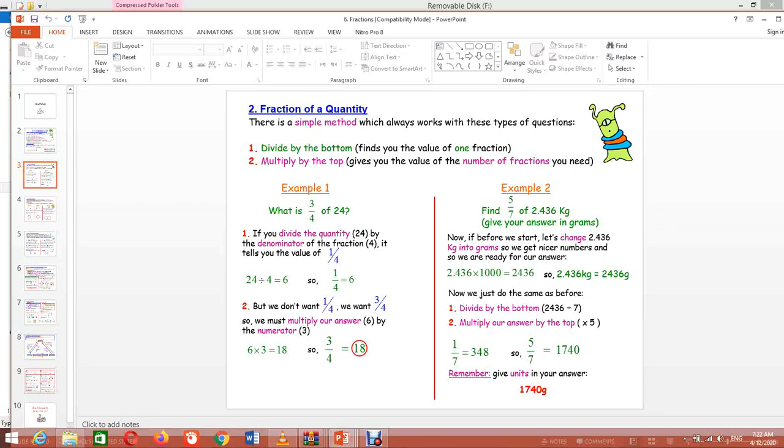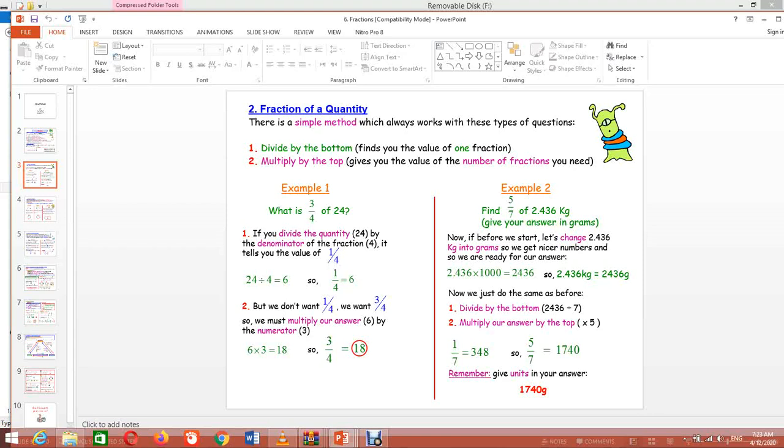And here we have been instructed to give our answer in grams. So first and foremost, we need to change the kilogram into grams. To change kilogram into grams, we have to multiply the 2.436 by 1000. If you multiply 2.436 times 1000, it will give us 2436. So you could see that 2.436 kilogram is equal to 2436 gram.